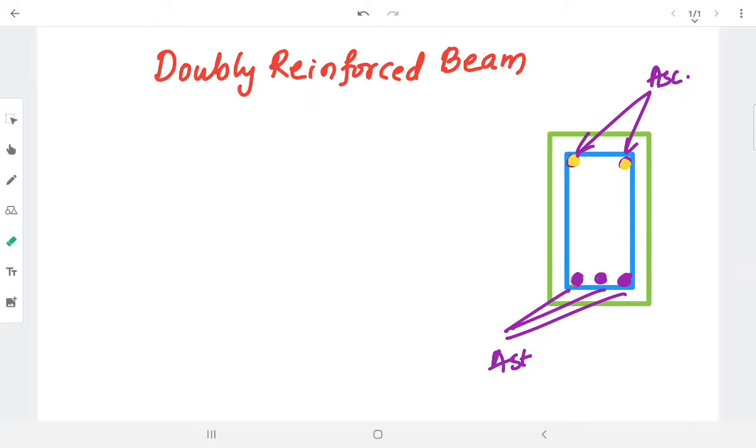Today we are going to discuss the doubly reinforced beam. Mainly, what exactly is a doubly reinforced beam? You must know this. Before we start, we have two types of reinforcement in a doubly reinforced beam. One reinforcement is at the bottom and the remaining one is at the top. Mainly, this is Ast, the area of steel in tension, and Asc, the area of steel in compression.